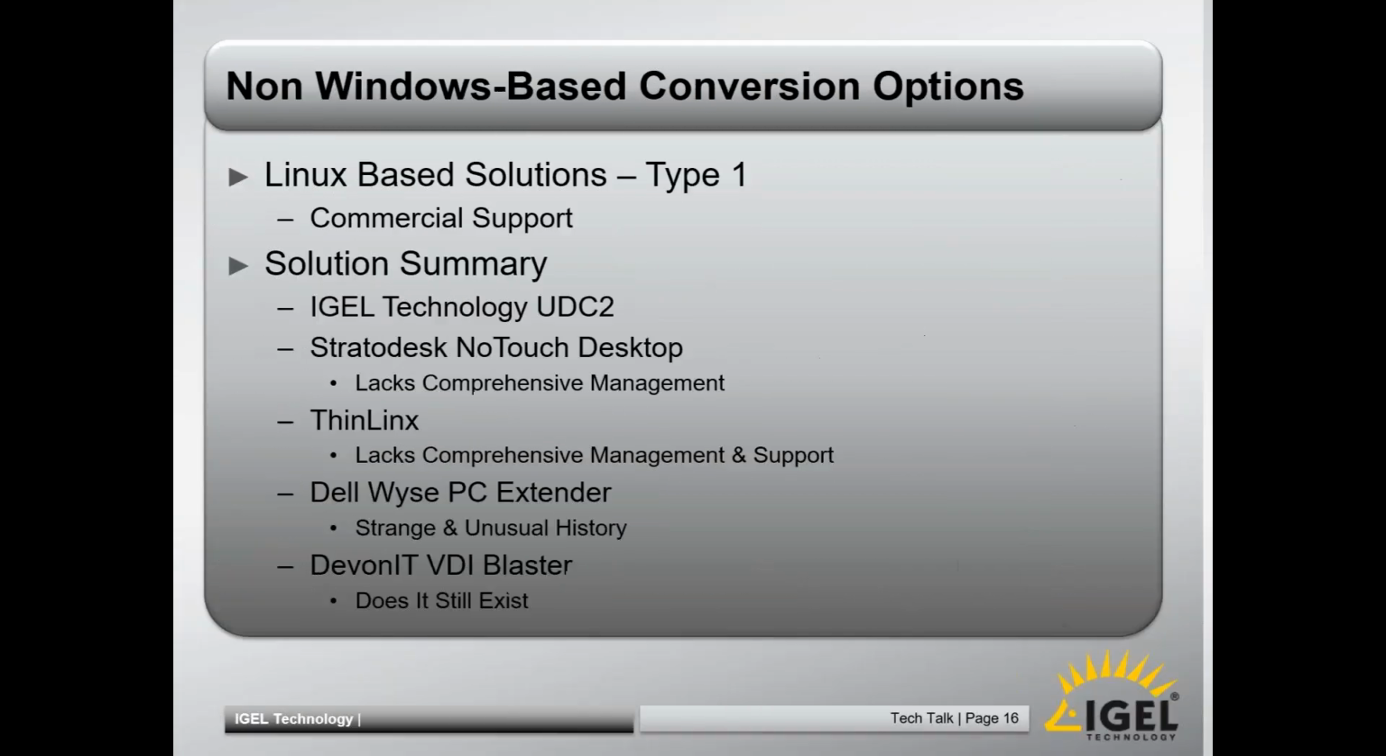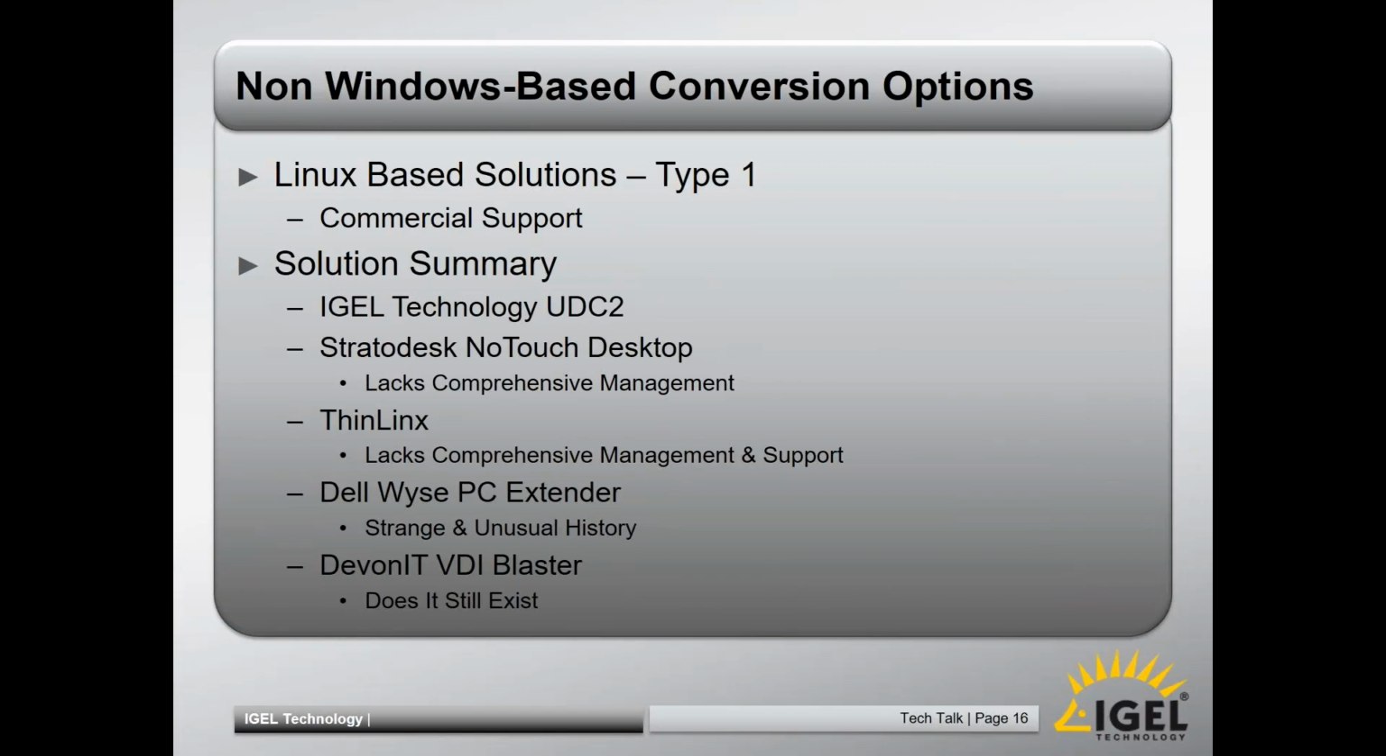All right. What about the non-Windows based? There's really two types of solutions. There's type 1, which is commercially supported technologies like IGEL UDC, which the current version is UDC 3, but UDC 2 is still available for sale up until sometime in June, I believe. And then there's Stratodesk, ThinLinX, and DevonIT. I skipped the Dell Wyse PC Extender because I wanted to come back to that one. You guys, has anybody on the phone ever talked to Dell about their conversion software?